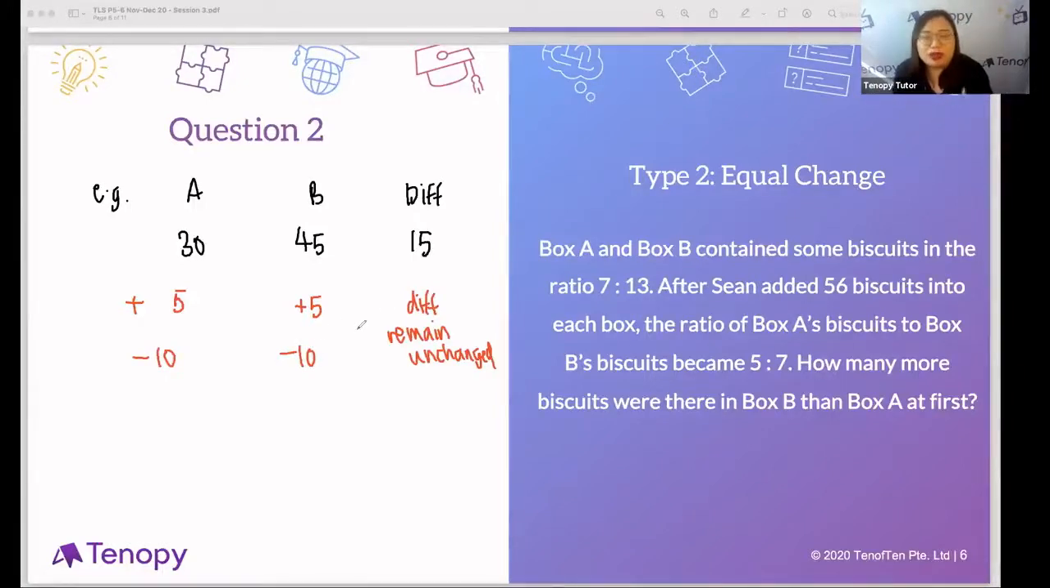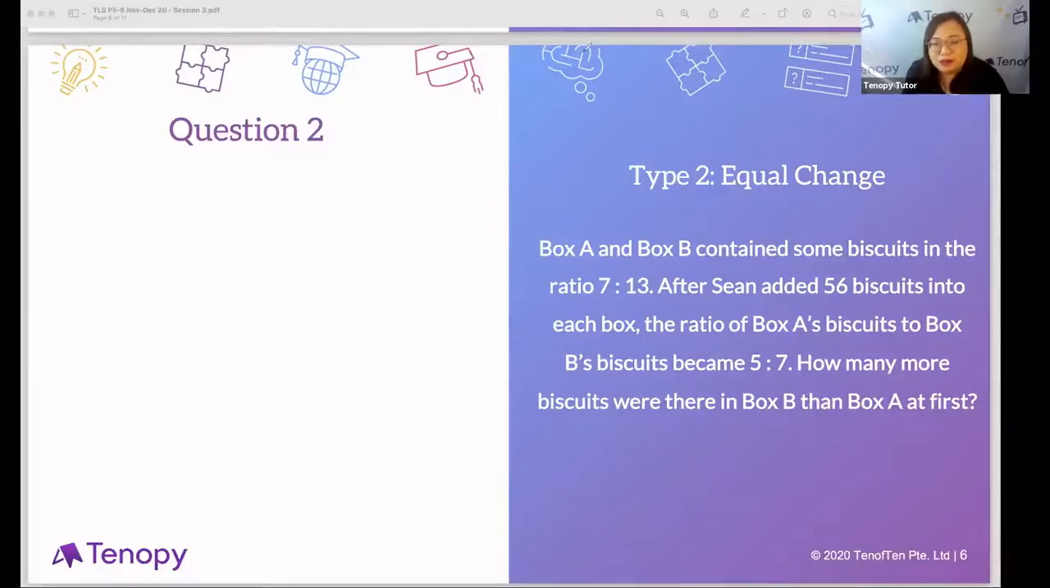So when we talk about equal change, we look out for keywords where it indicated that both boxes or both persons receive or remove the same quantity. That tells you a clue of difference unchanged. If they added in or remove a different quantity, that falls under all changing, which is using units and parts. That is 2 different concepts. Okay, so when you do your work, read it carefully.